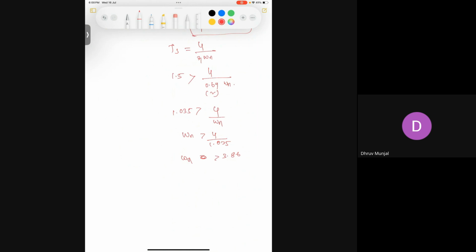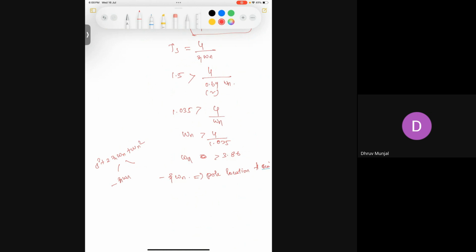Sine inverse, the poles of the system can also be related to the second order system using this zeta omega n value. So this will give you the pole location for a second order system, because when you write this, this is the characteristic equation. When you find the poles, this will give you based on this zeta omega n.